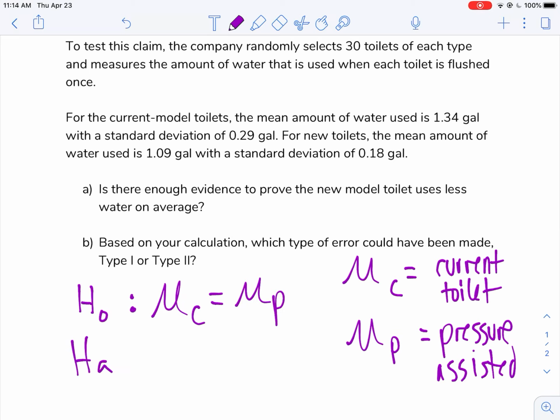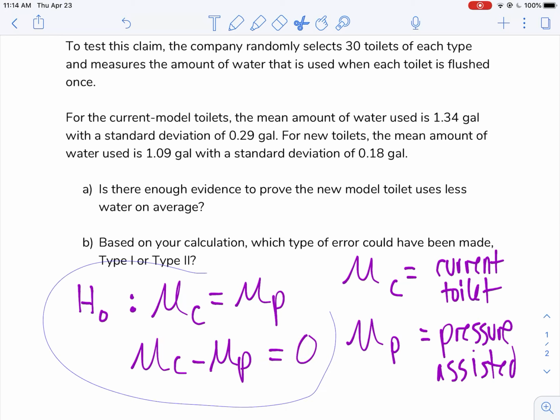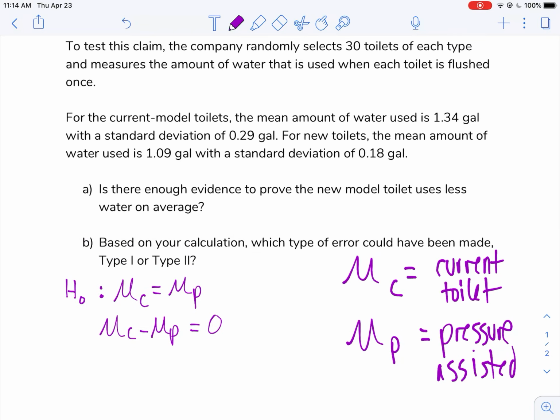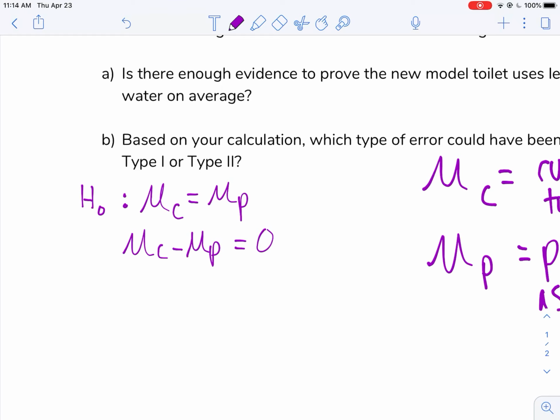Now for my alternate, actually before I jump to them, I always like to show the second option. You can do mu of C minus mu of P equals 0. Because the truth is, if they're equal, then when you subtract them, you should be getting an answer of 0. Some people like to set their null up like that. You are more than welcome to. I prefer the first option myself.